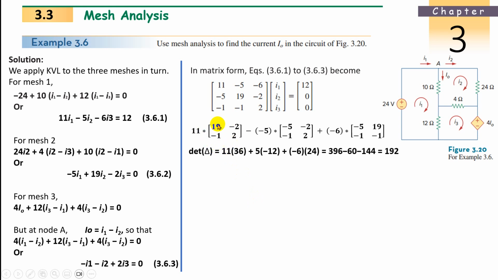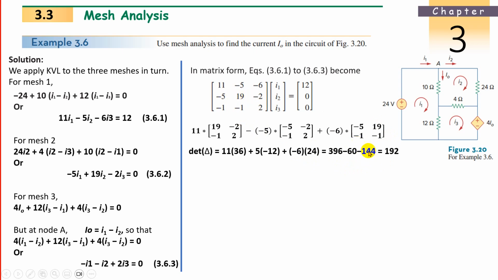Determinant: 11 times, 19 into 2 is 38, minus 2, 36. So 11 times 36 here. Now here 5 into 2 is 10, minus 2, minus 12. Minus of minus becomes plus. Here 5, minus of minus, plus 5 plus 19, 24. So 24 times minus 6. Then you will get 192 as the total determinant of this 3 by 3 matrix.